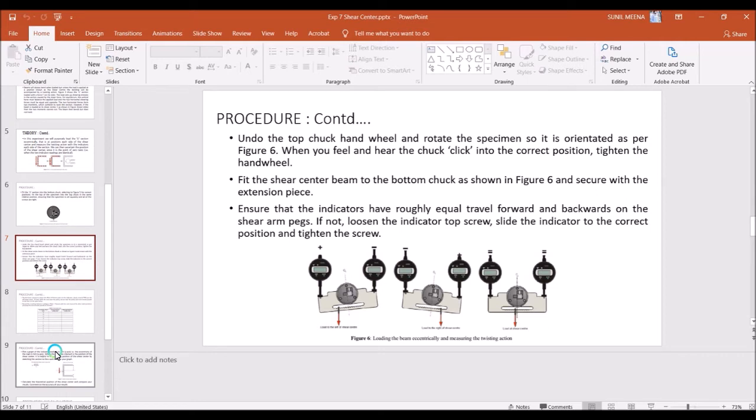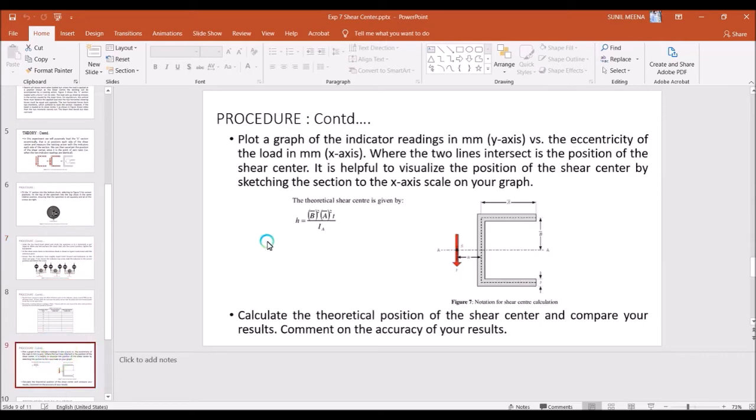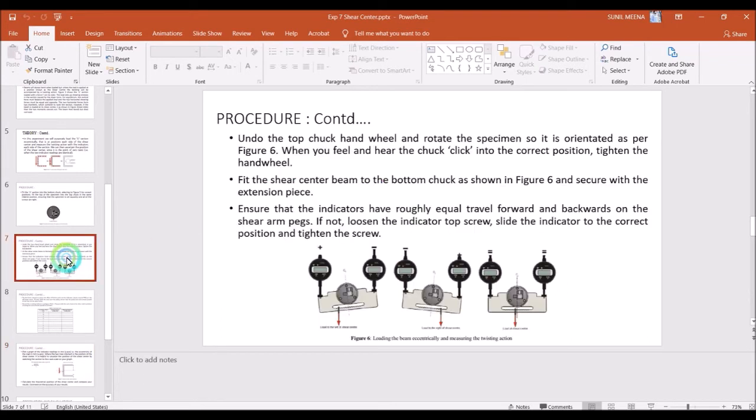Theoretically, we can calculate it using the formula h equals b bar squared a bar squared t upon I, where a bar is the width and b bar you can see. So theoretically you can calculate the shear center position from here, and practically you can determine it from this experimental setup.